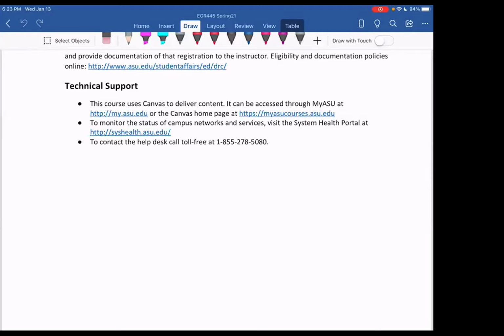So the first question is about exams. Yes, there are exams. In a sense, there are quizzes, not exams. There is no final exam. All quizzes and homework are take home, open book, open notes, and you will upload the solutions to the homeworks and quizzes on Canvas.